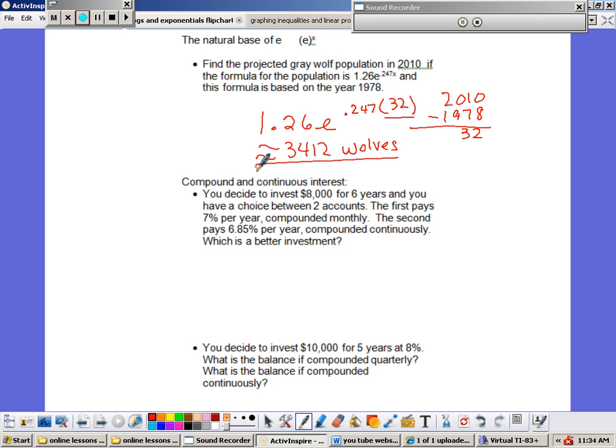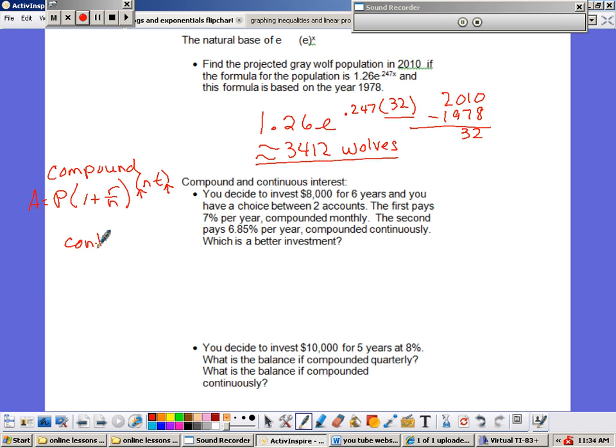Okay, now we're going to do compound and continuous interest. Now, let me rewrite the formulas for you. A is equal to P times (1 plus r over n) raised to the nt. Now you see the set of parentheses? It's very important. Otherwise, it'll just raise it to the n, and then it'll take it times the t. We need to have it both. This is your compound.